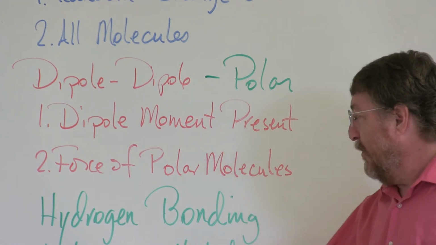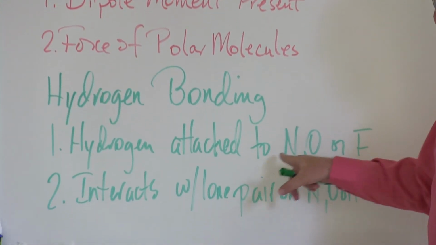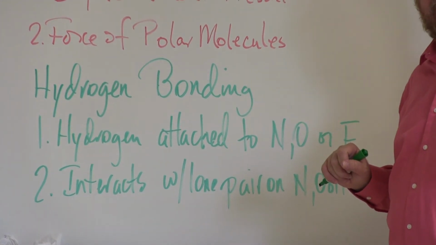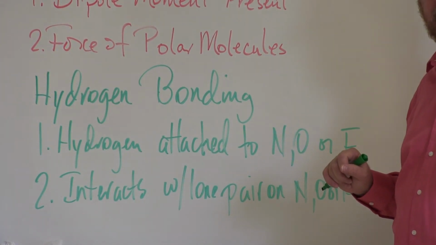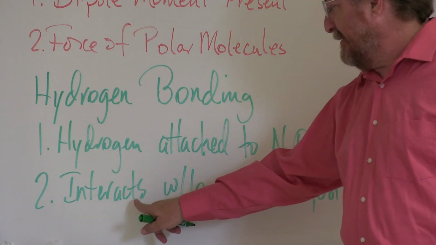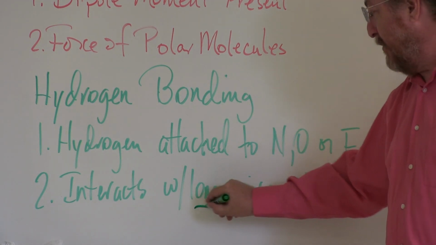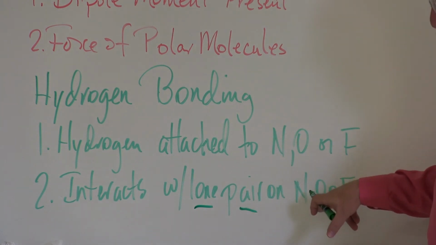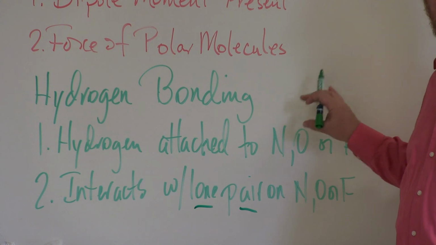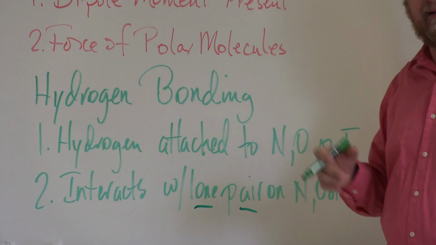Hydrogen bonding. We must have a hydrogen attached to one of these three elements. Nitrogen, oxygen, and fluorine. Very high electronegative elements. Okay? One of these three. And then it begins to interact with the lone pairs on a different nitrogen, oxygen, and fluorine. We'll not interact with the same one it's attached to. It's a through space interaction.